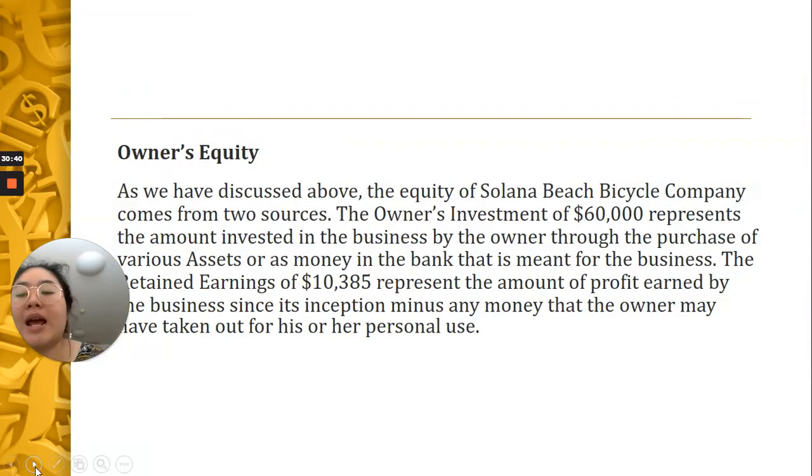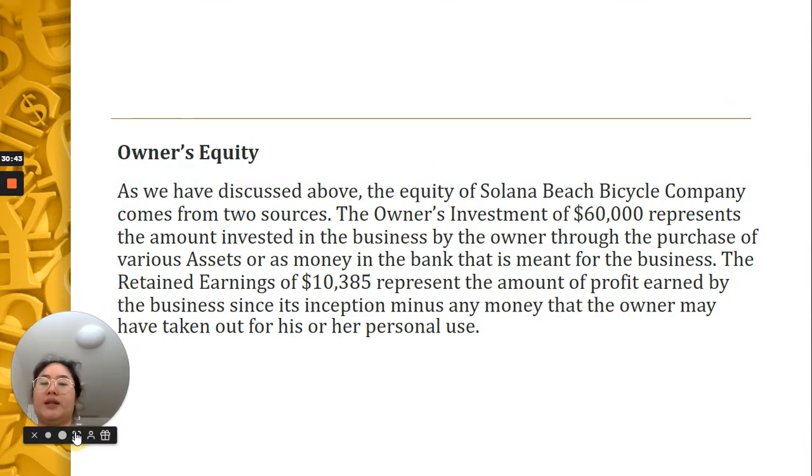Okay. The last one is owner equity. As we discussed, the equity of the Solanabis Bicycle Company comes from two sources. The first is the owner investment of $60,000, which represents the amount invested in the business by the owner to purchase the various assets, or as money in the bank meant for the business. So this one is the investment of the owner, 60,000.